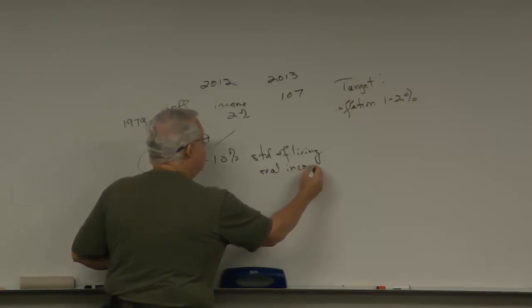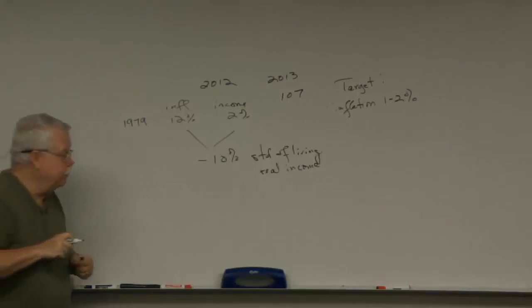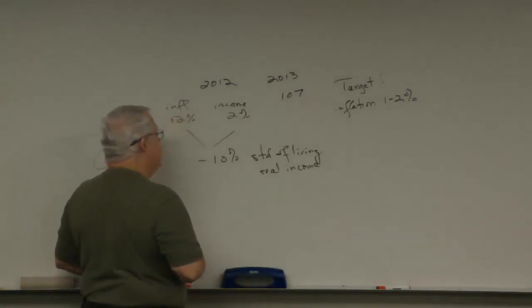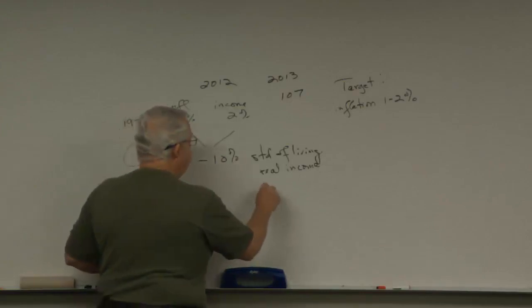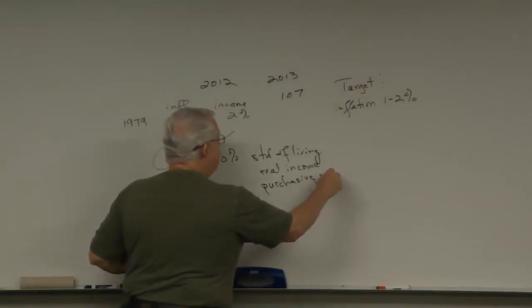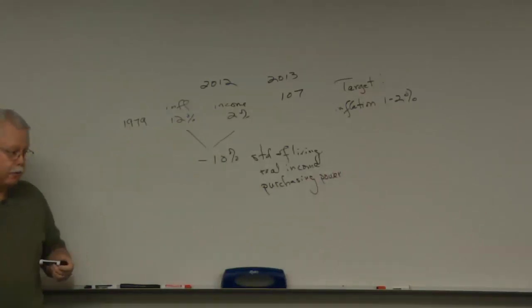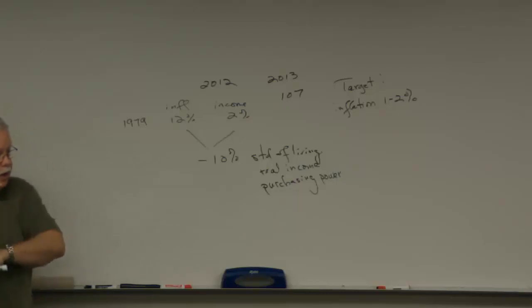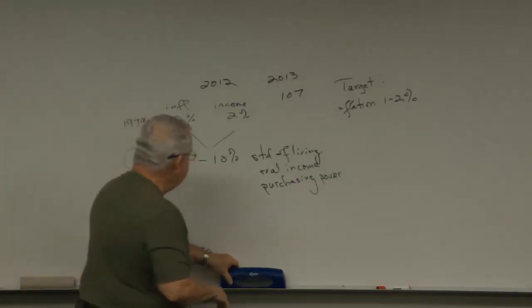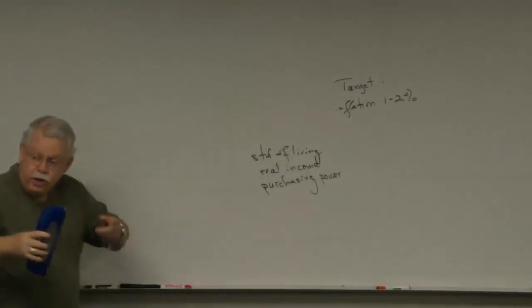Real means what? After inflation. Real means after removing the effects of inflation. Your real income dropped 10%. Or we might say your purchasing power, same thing. Your purchasing power dropped 10%. Now, how many years do you have to suffer a 10% drop in your purchasing power before your lifestyle is severely compromised? It's the same idea as if there's no inflation, but I take away your income. I cut it by 10% every year. Things get pretty rough.